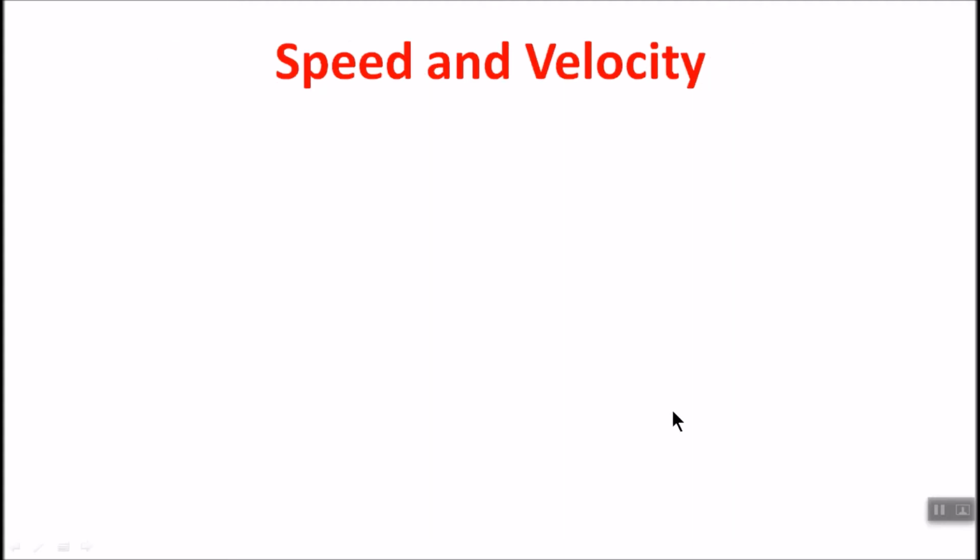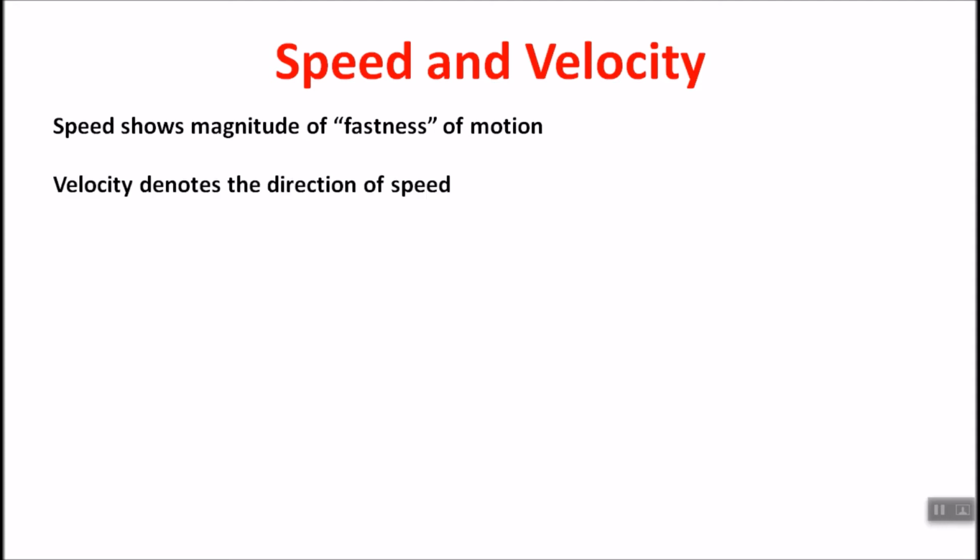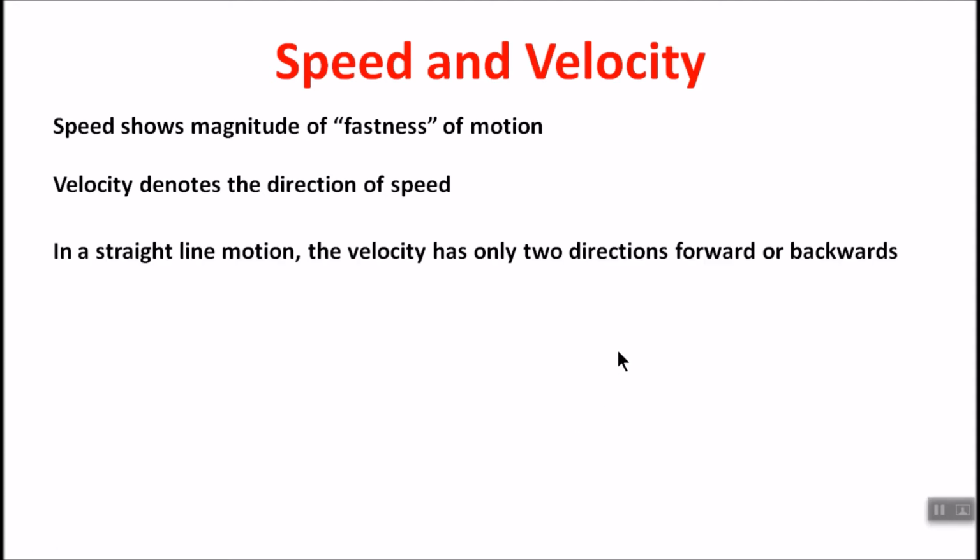Then we come to another term which is called velocity. Speed shows just the magnitude of fastness of motion. It doesn't show in which direction the motion is. While the velocity denotes the direction of speed, say whether it is moving with a certain speed in which direction, that is called velocity. And in a straight line motion, the velocity has only two directions, that is forward or backward. Positive velocity or negative velocity we can tell.